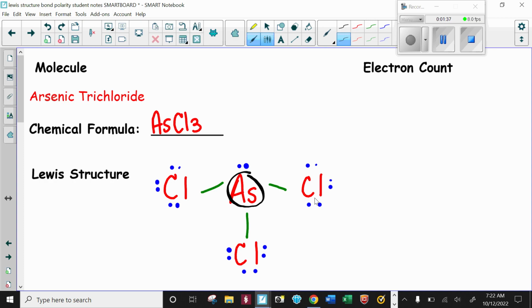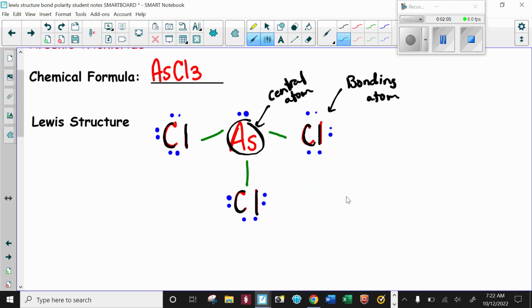So that means the chlorine is a bonding atom. That means arsenic is what we would call a central atom. The bonding atoms are the terminal atoms, and the central atom is the one in the middle. Terminal meaning at the end. So we can see here we have one chlorine that's a bonding atom, a second chlorine that's a bonding atom, a third chlorine that's a bonding atom. That means we have 3 bonding atoms.